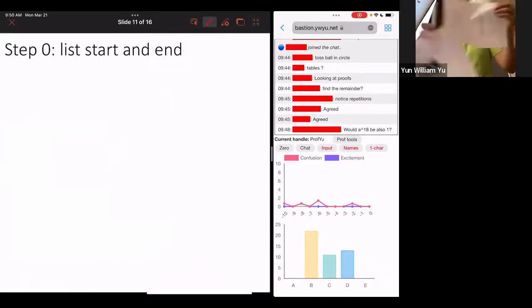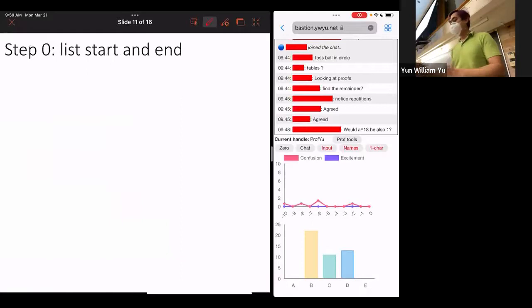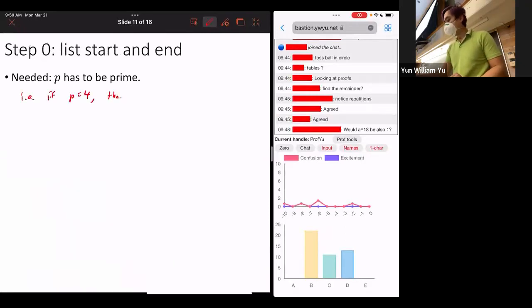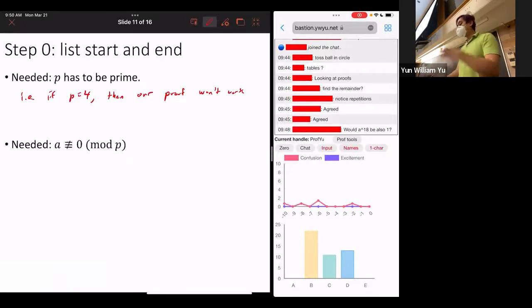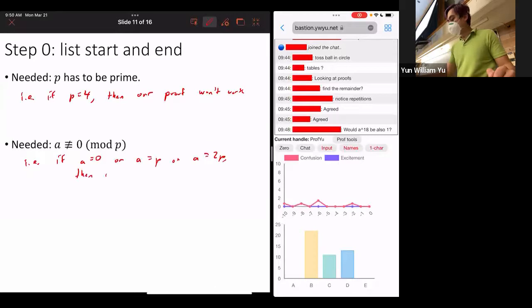So step 0, you're going to list your start and end. One of the things that we know we need is that p needs to be prime. So for example, if p is equal to 4, then our proof won't work. So that's one of the starting conditions. We also have another starting condition, which is that a is not congruent to 0 mod p. That is, if a is equal to 0, or a is equal to p, or a is equal to 2p, etc., then our proof won't work.